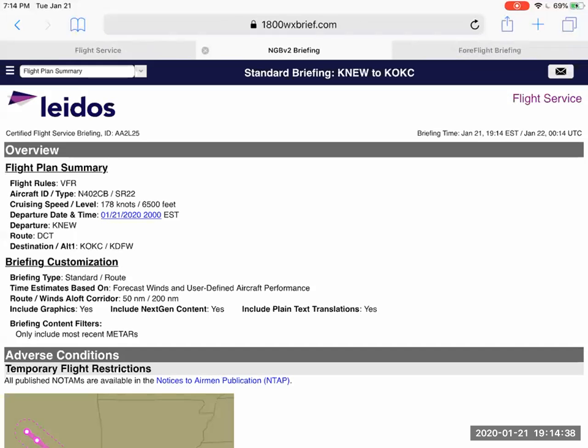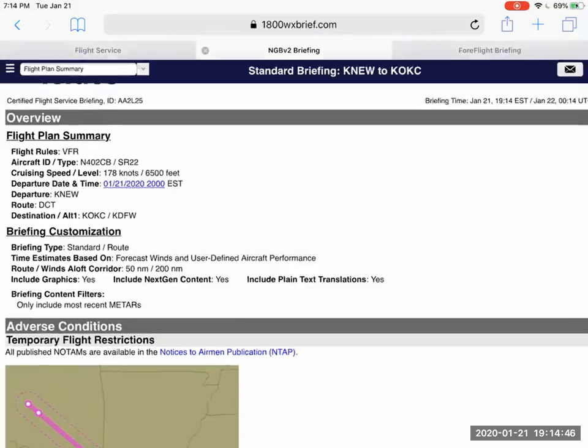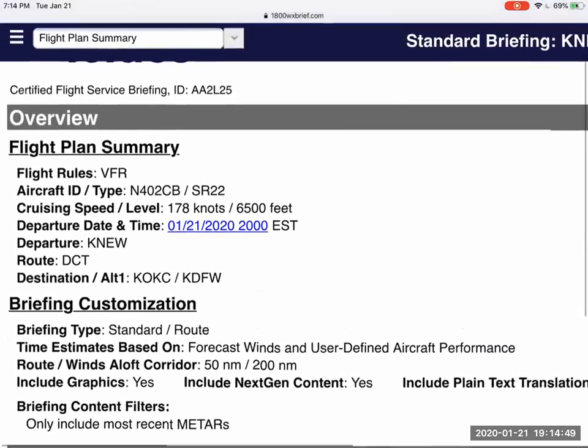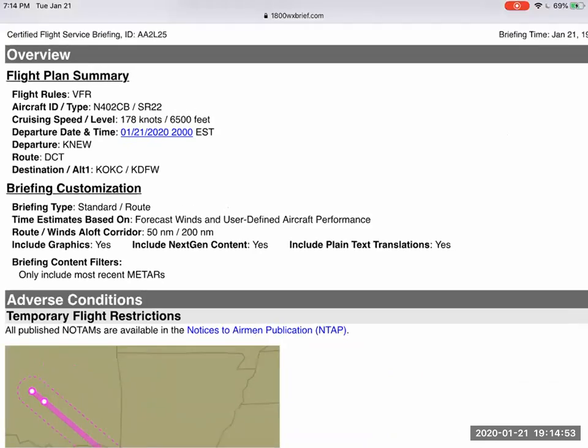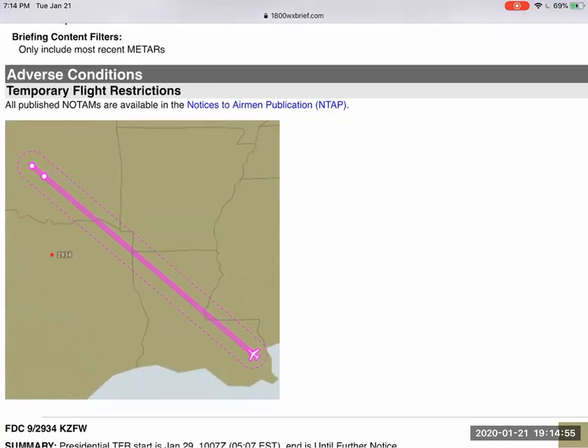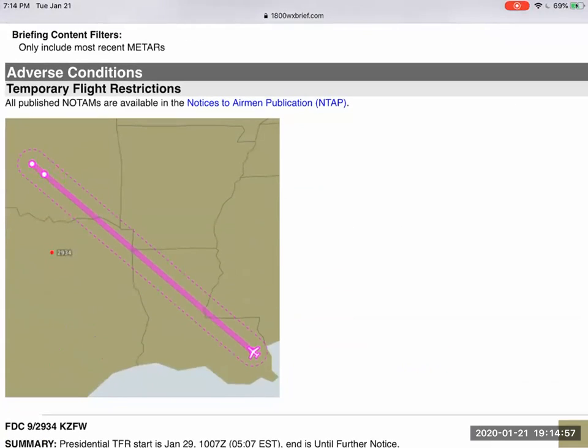Okay, so again, if you haven't had a briefing from 1-800-WX Brief in a while, you're going to see things have changed in the way they present and format. Some things I really like. Irrespective, we just got all the base information at the top. And of course, as per usual, remember that whenever we get a standard briefing, the first thing they always start off with is adverse conditions.